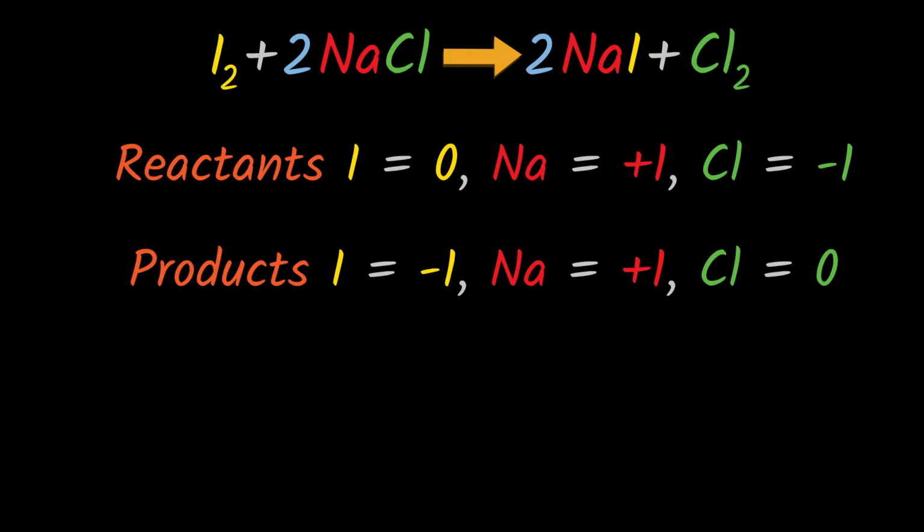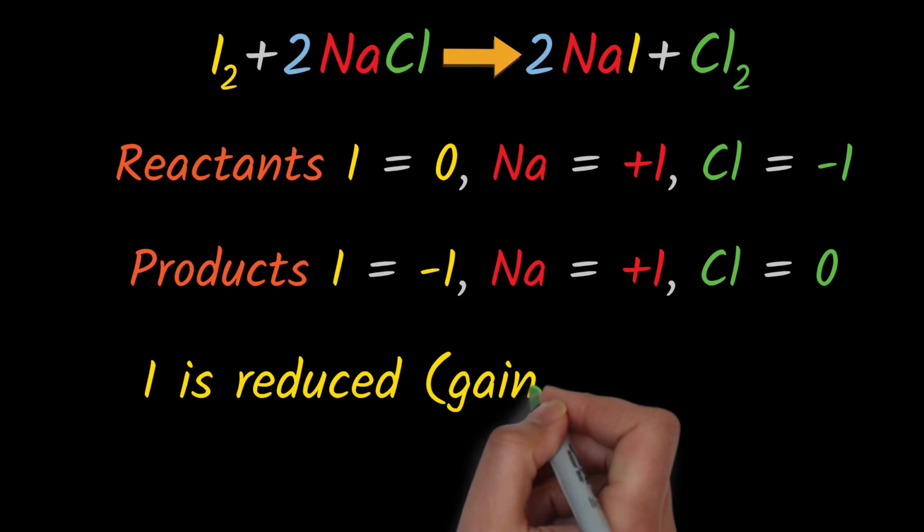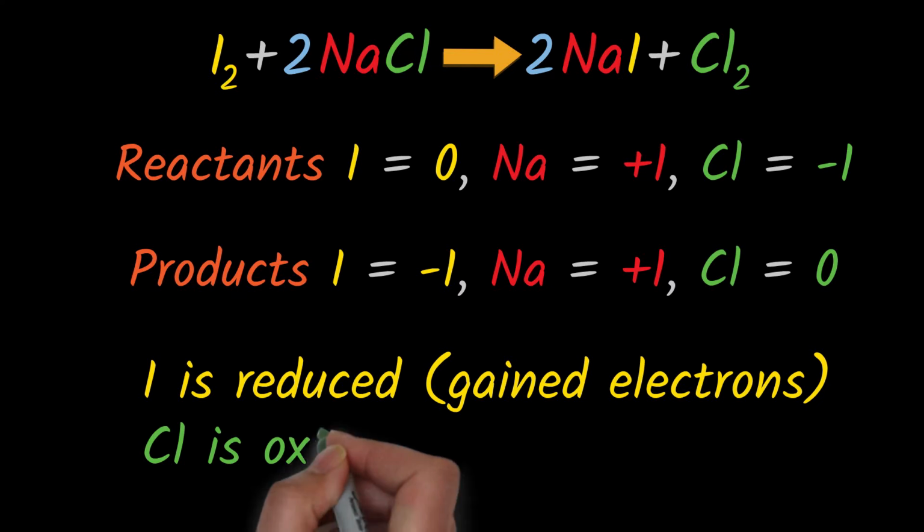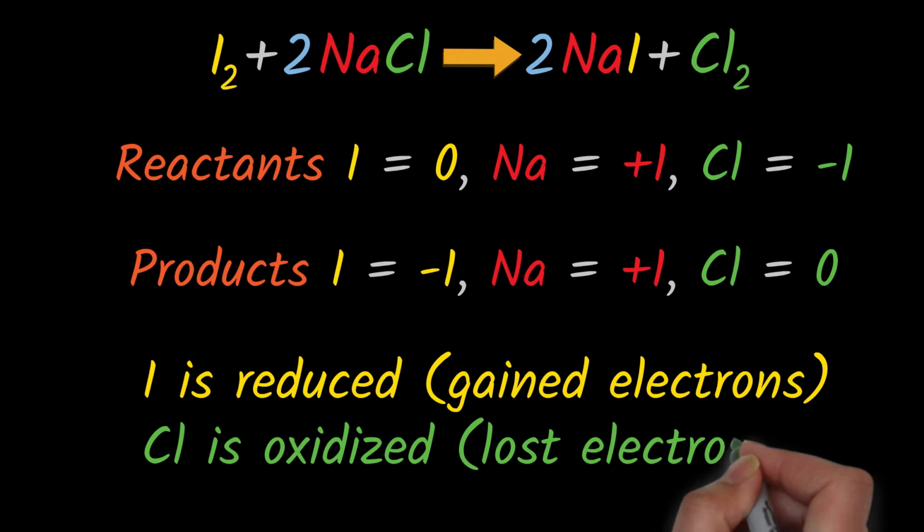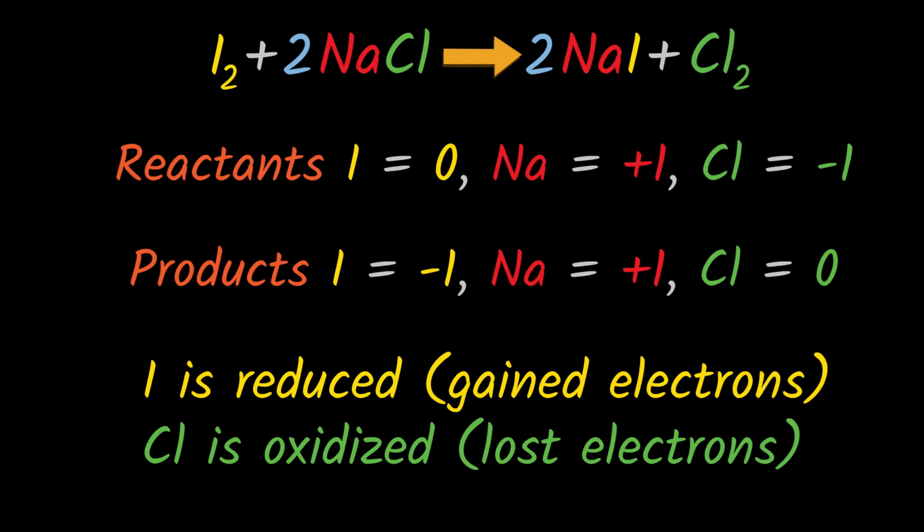Iodine on the reactant side has an oxidation number of 0, but it has an oxidation number of -1 on the product side. This means it has been reduced. Chlorine has a reactant oxidation number of -1, but on the product side it has an oxidation number of 0. Thus, it has been oxidized and lost electrons. That is, its oxidation number has increased.